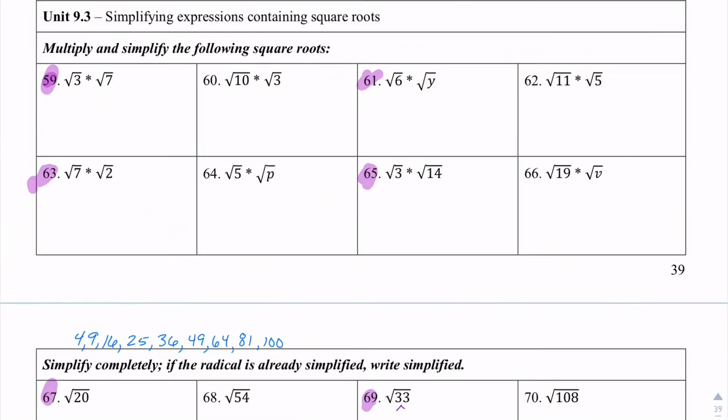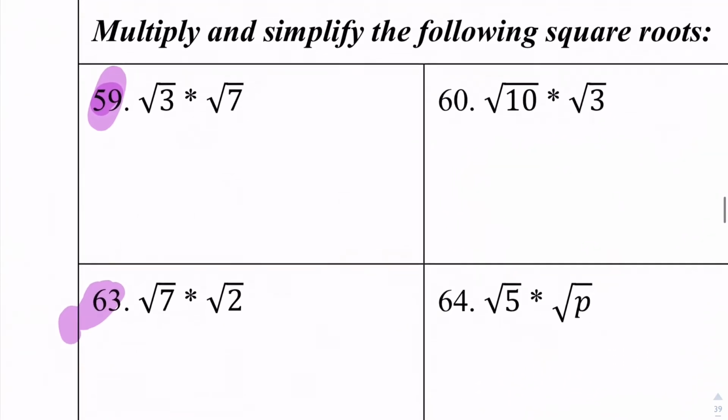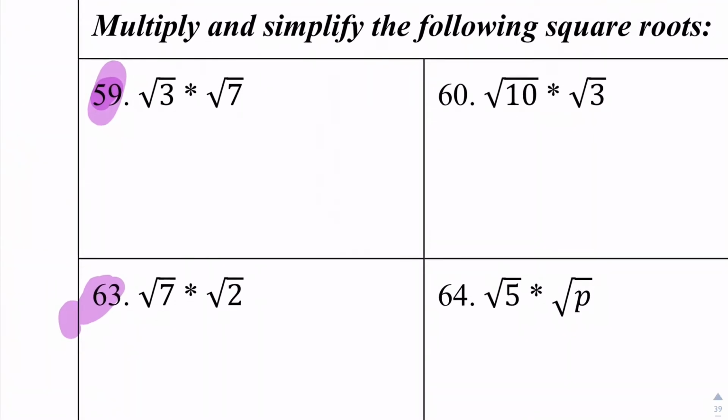Alright, in this video we will cover 9.3. So we begin 9.3, question 59 on page 39, and we're multiplying. These first 8 problems are pretty straightforward. They're just multiplying. The idea is that they don't have to look alike or anything like that. You can just go ahead and multiply them together.